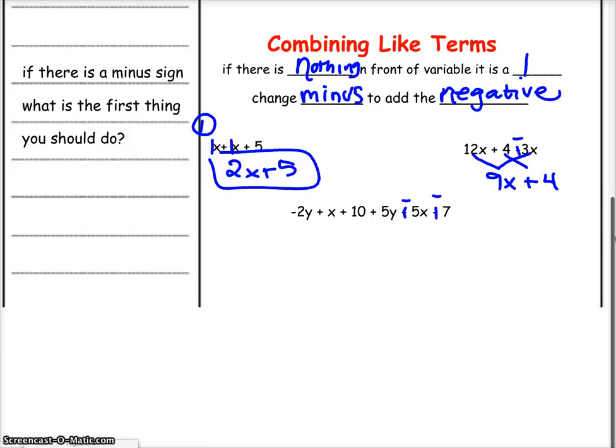I usually start with my letters first, and you always go in alphabetical order. So I'm going to connect my x's. So 1x and negative 5x is how many x's? Negative 4 x's. Now I'm going to do my y's. 5y and negative 2y is what? 5, yep. I always separate them with a plus. And then it looks like I have 10 and negative 7 left. What's 10 and negative 7? So then plus 3. That's my final answer.